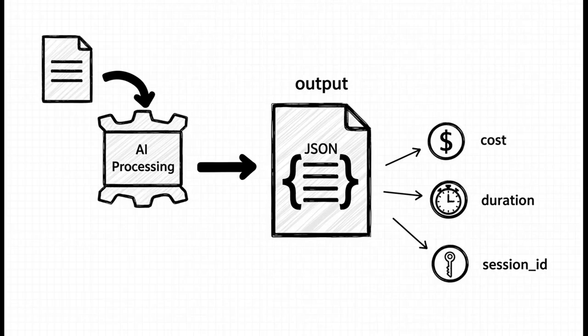But for any serious automation, you're going to want to use JSON. By adding --output-format json, you're not just getting an answer anymore, you're getting a structured data object. This gives you not only the text response, but all this critical metadata like how much the query cost, how long it took, and that all-important session ID for keeping the conversation going.